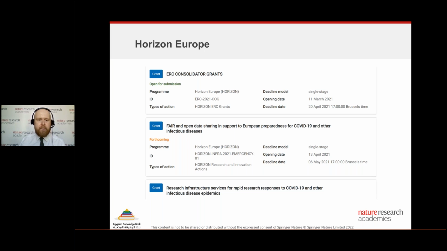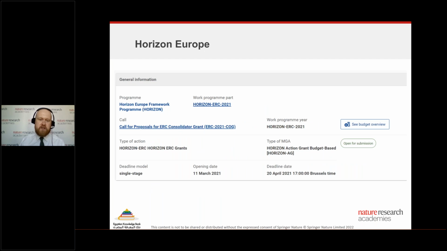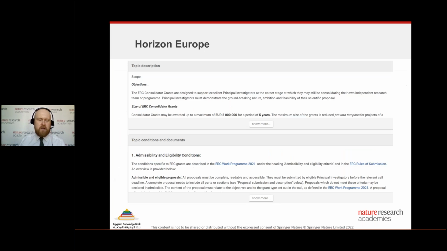As we can see, when I did this search, the ERC Consolidator grants were open for submission. So you can click on any of these grants and find out more information about them. They'll provide you guidance on how to submit your application. They'll give you the deadline date as well, so do be sure to submit it before the deadline.